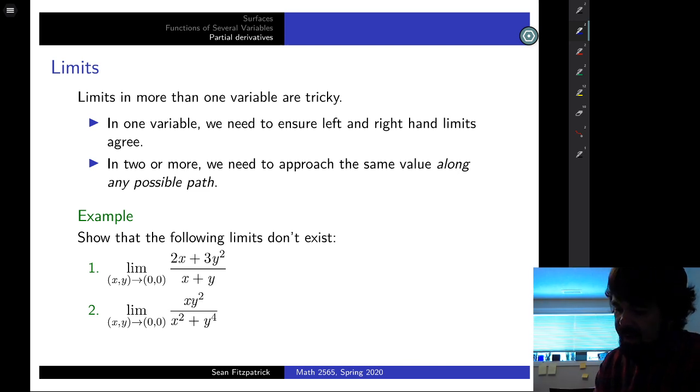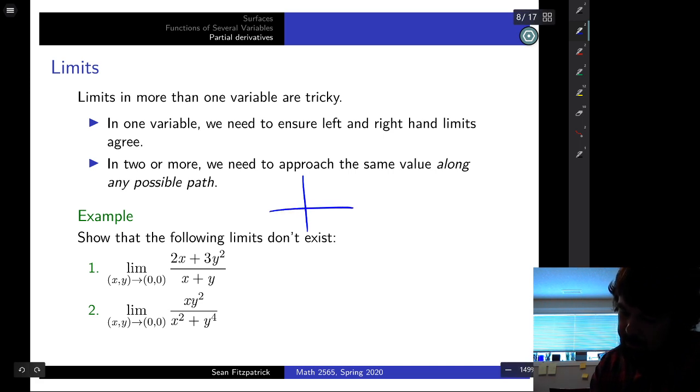But the problem is once you get to more than one variable, like you're trying to find the limit as you approach some point, right? There's some point a, b, and you're looking at the values of the function where x, y is close to a, b.